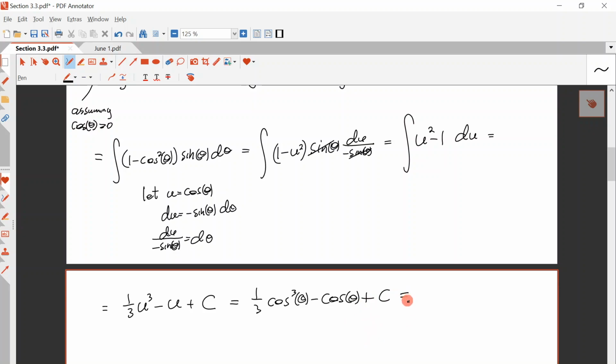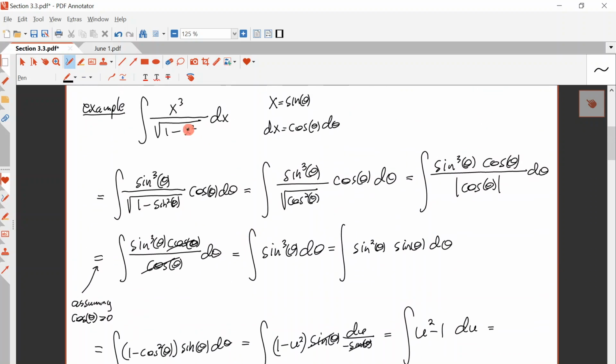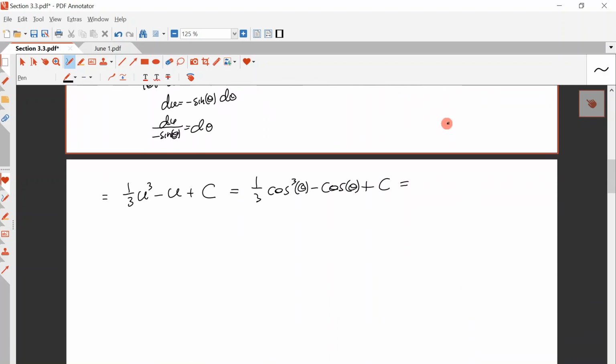And now we have to go back from theta to x. We started with an integral in terms of x, so the final answer should be in terms of x. So we transformed the x's to thetas, and then the thetas to u's, got the antiderivative in terms of u's, put it back in terms of thetas, and lastly we need to put it back in terms of x. So how do we do that?